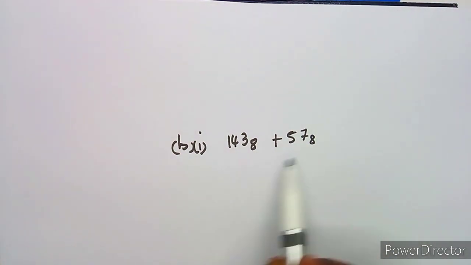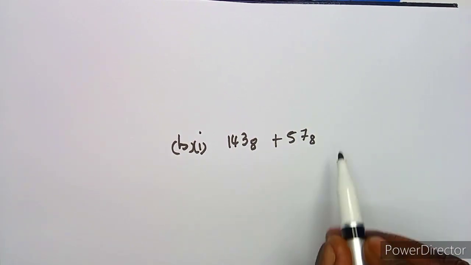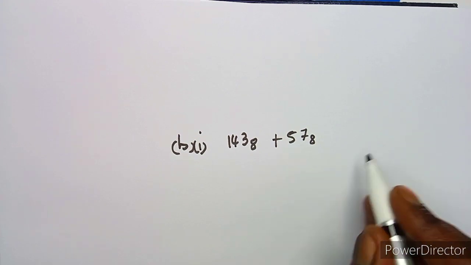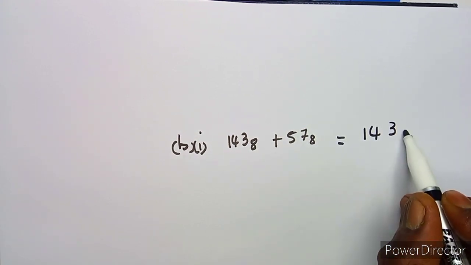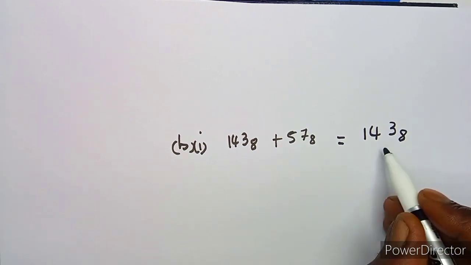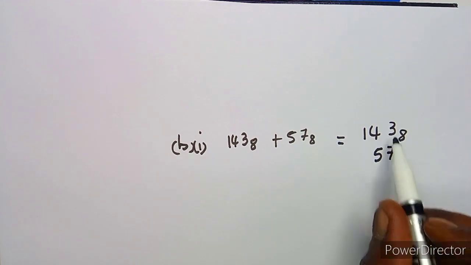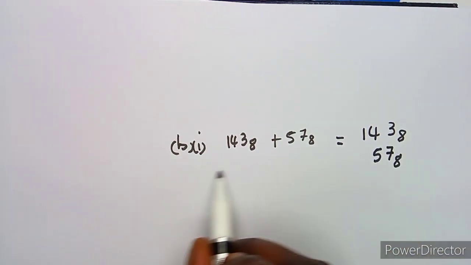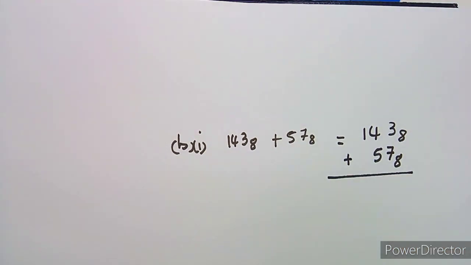Remember, when you're adding, you're supposed to write these numbers corresponding from the right side. So I'm just going to rewrite this as 1, 4, 3 base 8, and 5, 7, so it's going to be 7, 5 base 8, like that. So this must correspond from the right going to the left. Okay, I am adding.